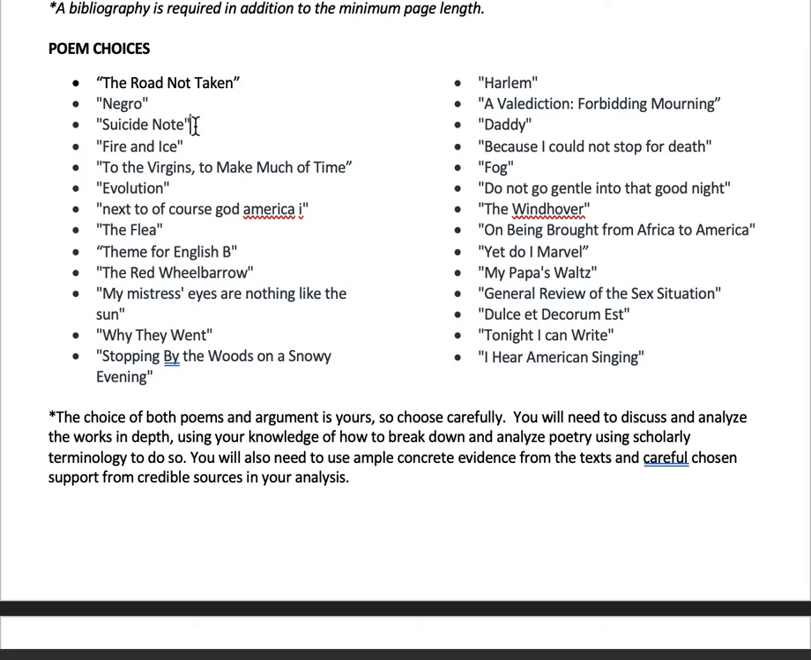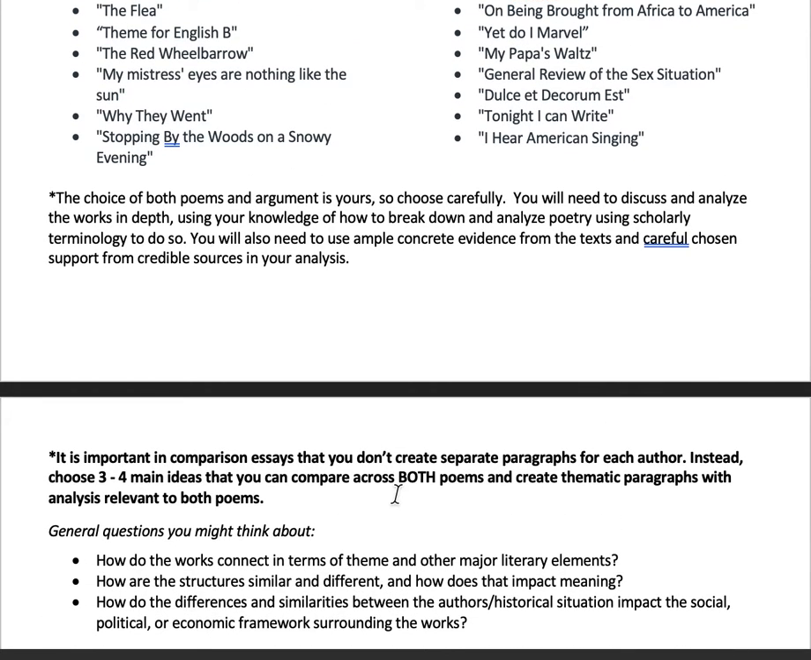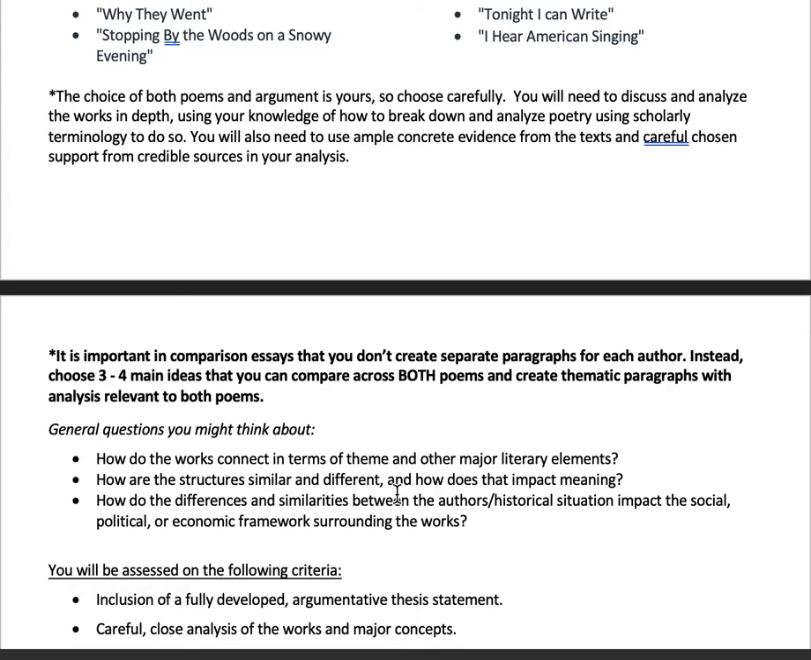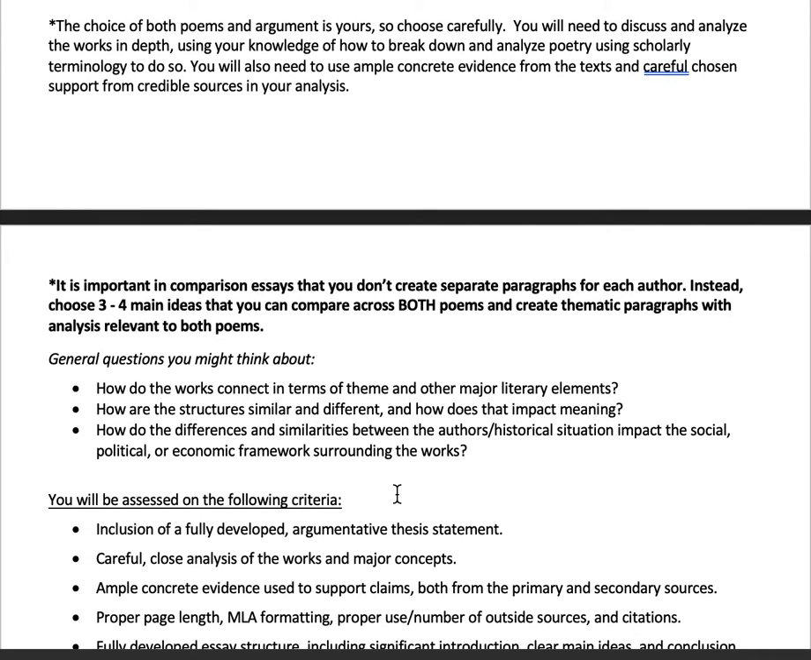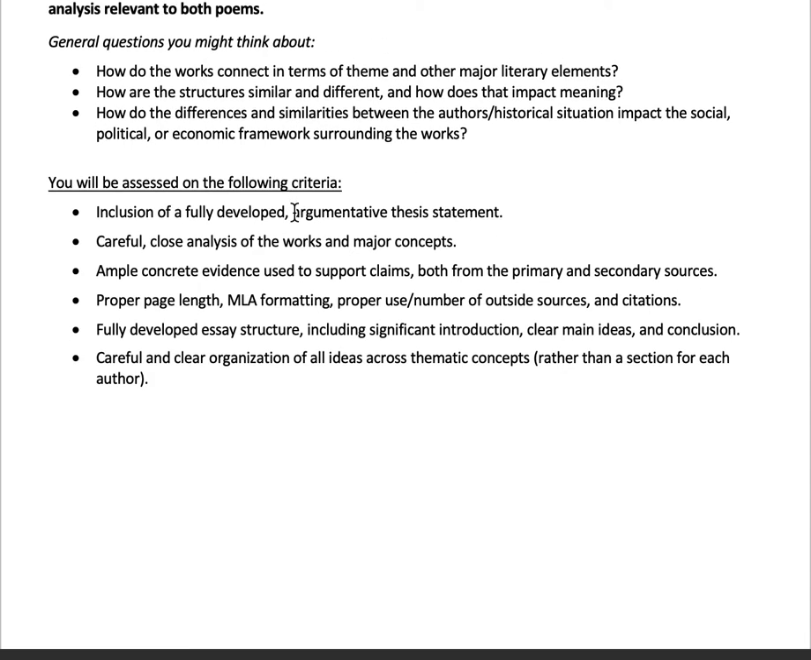You have very different authors who are writing The Road Not Taken from, you know, Suicide Note, or from being brought from Africa to America, or even Because I Could Not Stop for Death. Very different situations. How did those biographies or the historical situation change meaning between the two poems? How are they similar? How are they different? Could you connect something like Because I Could Not Stop for Death with Suicide Note? It might be possible, for sure.